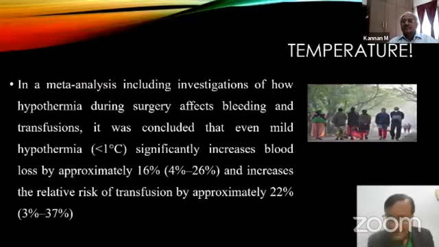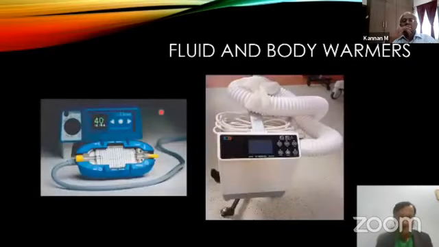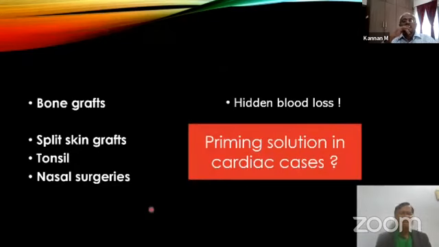It's a very simple technique of intraoperative anemia management. There are fluid warmers and there are body warmers. Now there are certain surgeries where we will not know the loss. For example, priming solution in cardiac cases. I am not going into the detail of this, but if 1.5 liters of priming solution enters the circulation after you start your cardiac case, see the anemia. That is why in sick patients and pediatric patients, they start with blood priming.